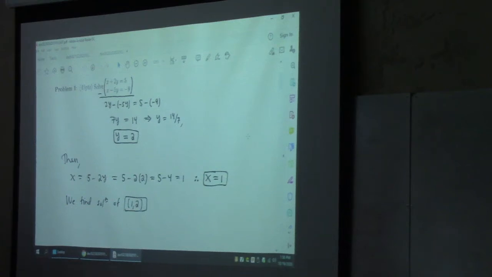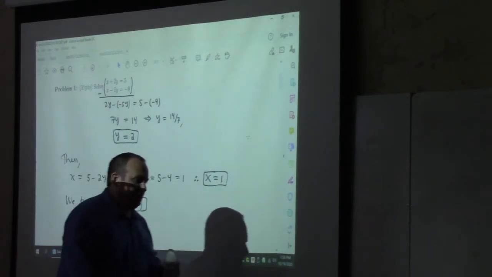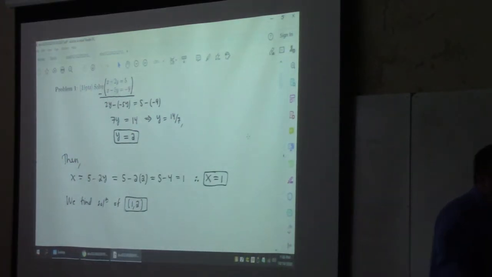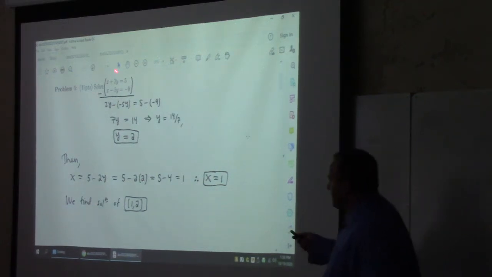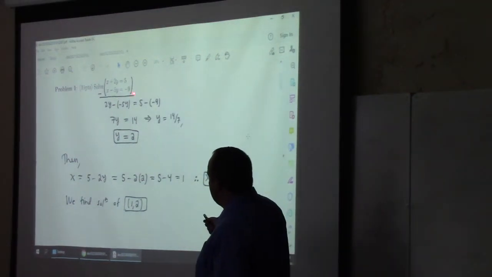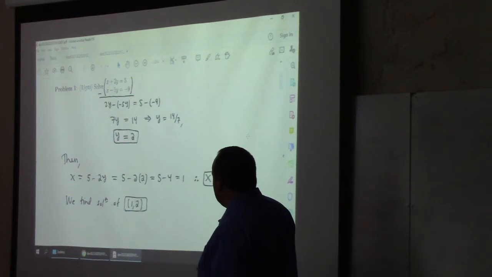Okay, so for problem 1, what I did was I subtracted the equations to cancel the x, and so then it gives me 2y minus (-5y), which gives me 7y. And then on the other side, I've got 5 minus (-9), which gives me 14. 7y equals 14. I divide both sides by 7. I get y equals 2.